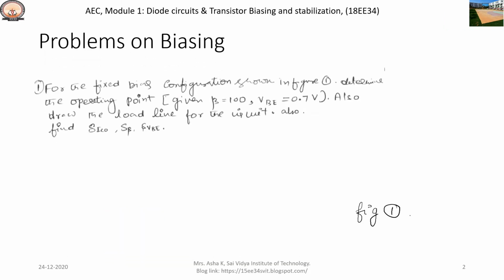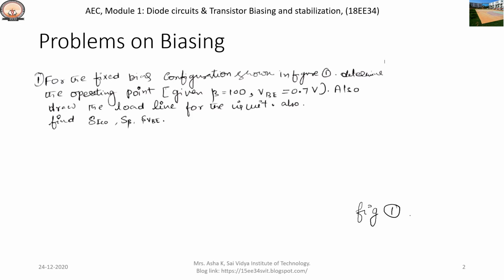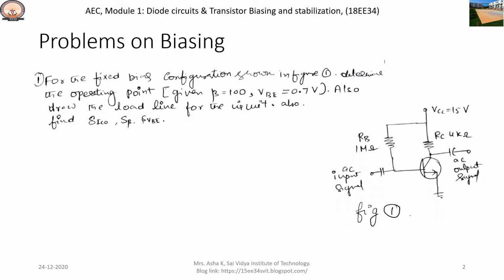First problem. For the fixed bias configuration shown in figure 1, determine the operating point given beta is equal to 100, VBE is equal to 0.7 volts. Also draw the DC load line for the circuit. Also find the SICO, S beta and SVBE. For the circuit, RB is equal to 1 mega ohm, VCC is equal to 15 volts and RC is equal to 4 kilo ohm. And coupling capacitors Ci and Co are present in the circuit along with the transistor.